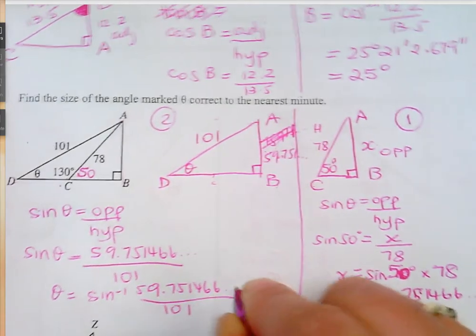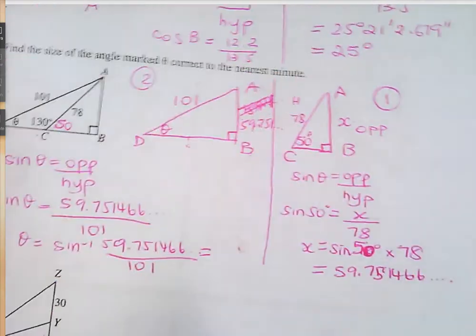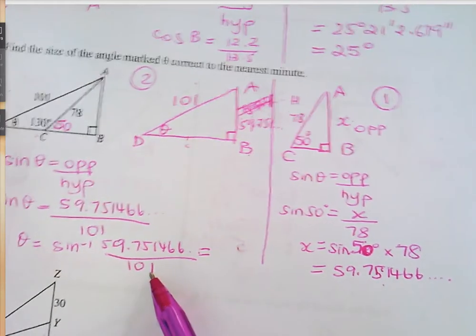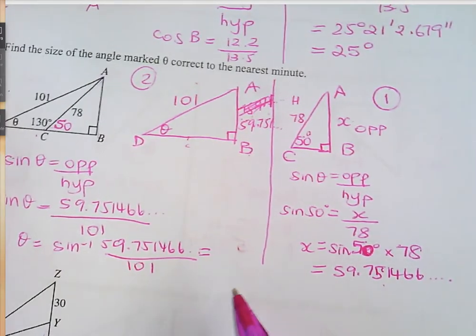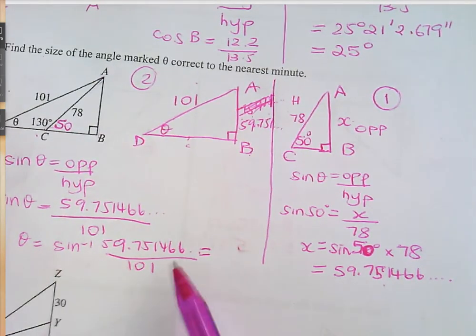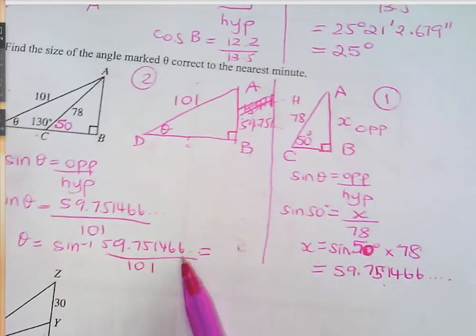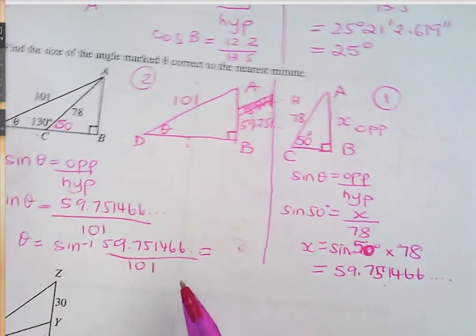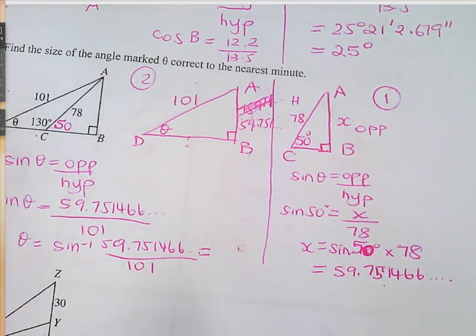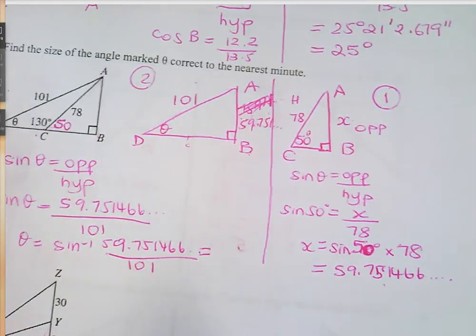Can I have someone's calculator? If you do keep that answer, you can put that answer, divide it by 101, press equals, and then go shift sine answer. Do you understand what I've just said? See how you've got that answer and it's got to be divided by 101? You can keep that answer in there, press divide by 101 equals, then press shift sine answer equals. Otherwise, just do it like that.